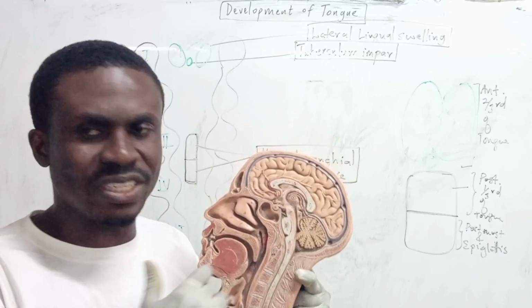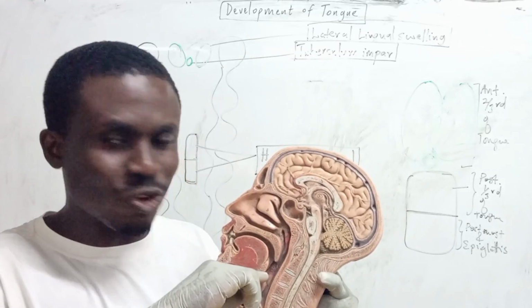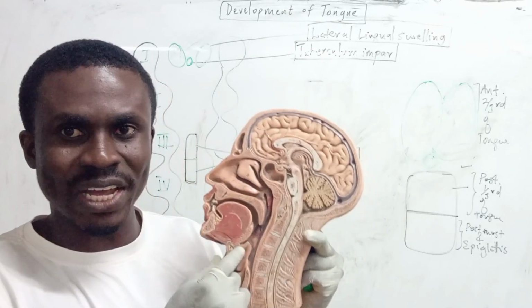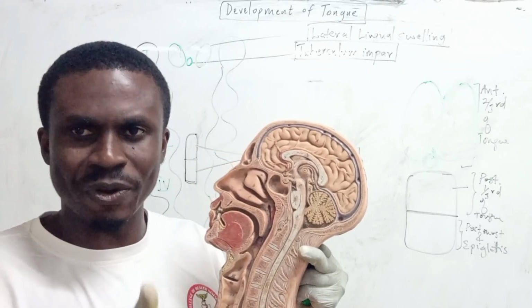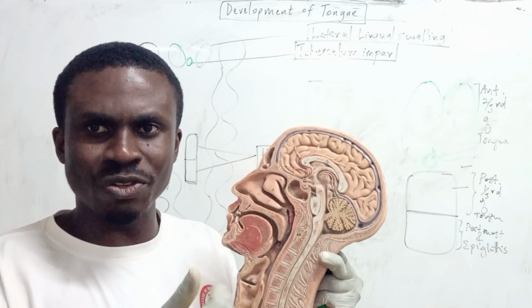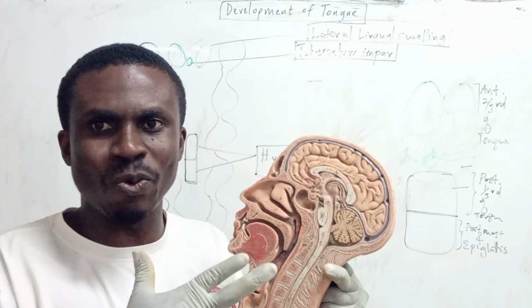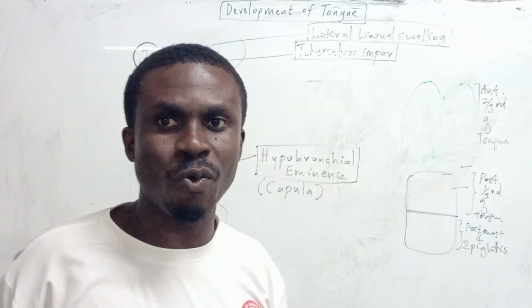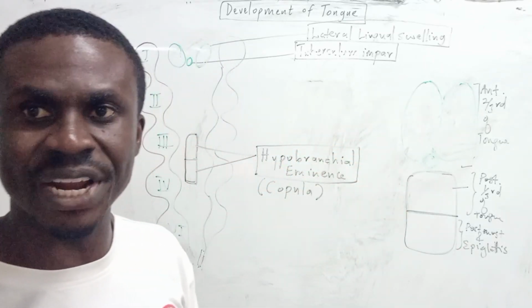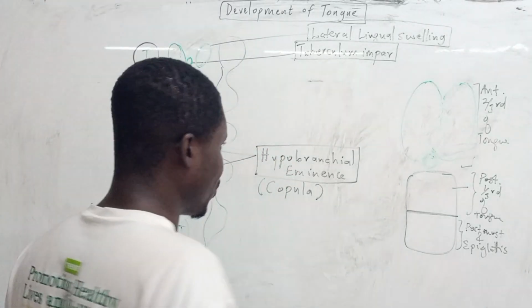Now remember that when we say the posterior 1/3 of the tongue, we are talking about the root of the tongue. Now the posterior most portion of the tongue, including this guy over here, is the epiglottis. There are some folds: median glossoepiglottic folds, lateral glossoepiglottic folds, valleculae. Those structures in the posterior most portions of the tongue are all going to come from the caudal portion of the hypobranchial eminence. So that is what we are going to see.